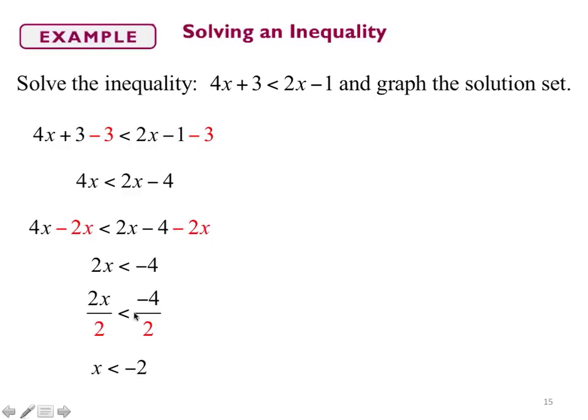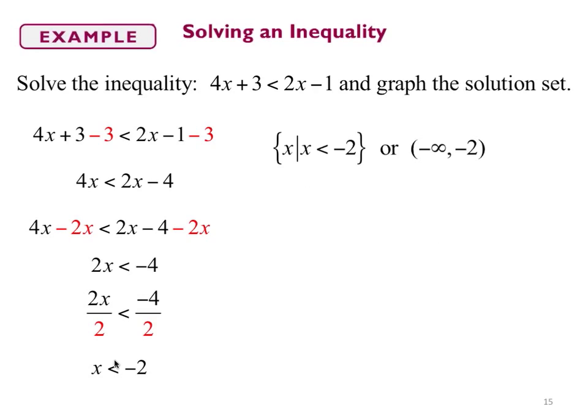I said that you solve this like an equation, which is true, except for when you multiply or divide both sides by a negative number. So if I were to have a negative 2x in front of here, and then I were to divide both sides by a negative 2, I would have to actually flip the direction of this inequality. So that's one important thing to keep in mind.